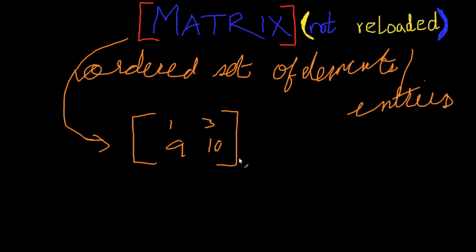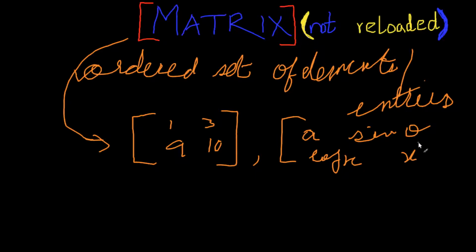So I may have not numbers but even alphabets or functions like sine theta, or I may have log x, and I may have something to the power of 2 or 9 or anything squared. Now this again is a matrix, guys. So anything written in an ordered set, which is this, is known as a matrix, guys.